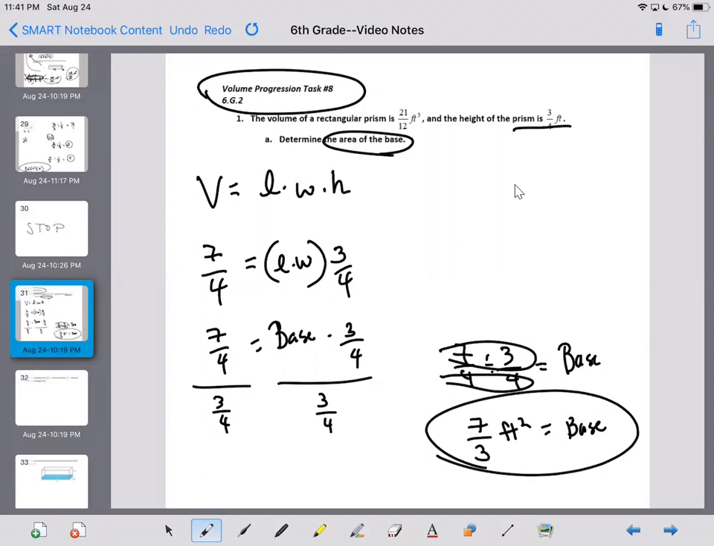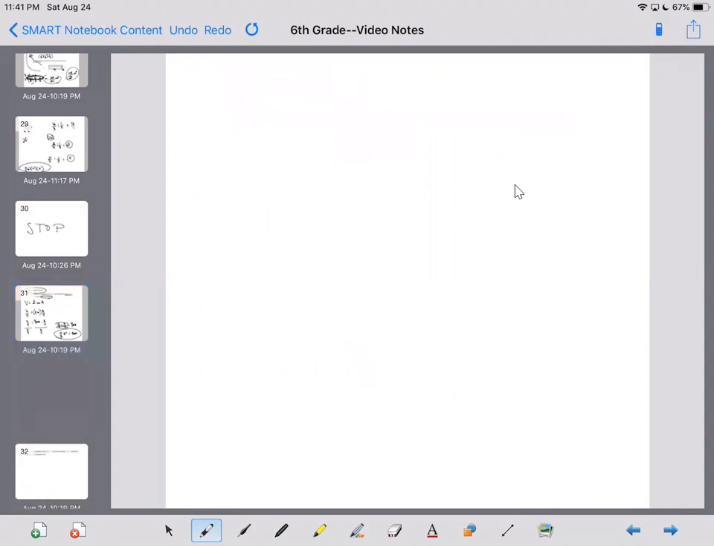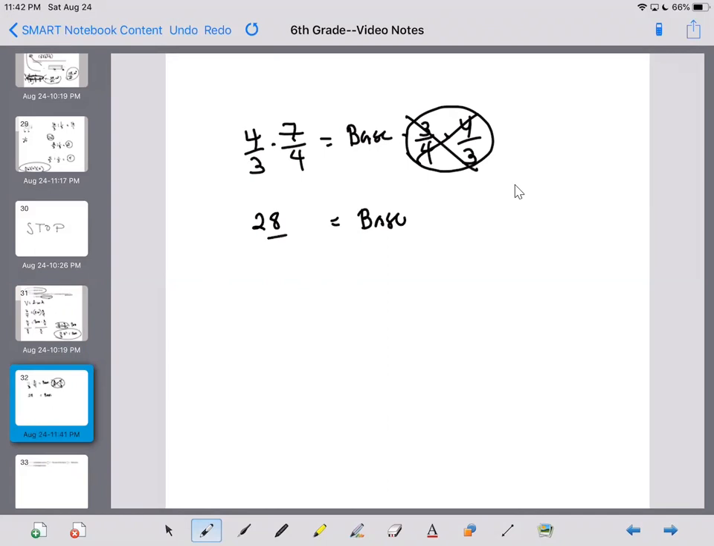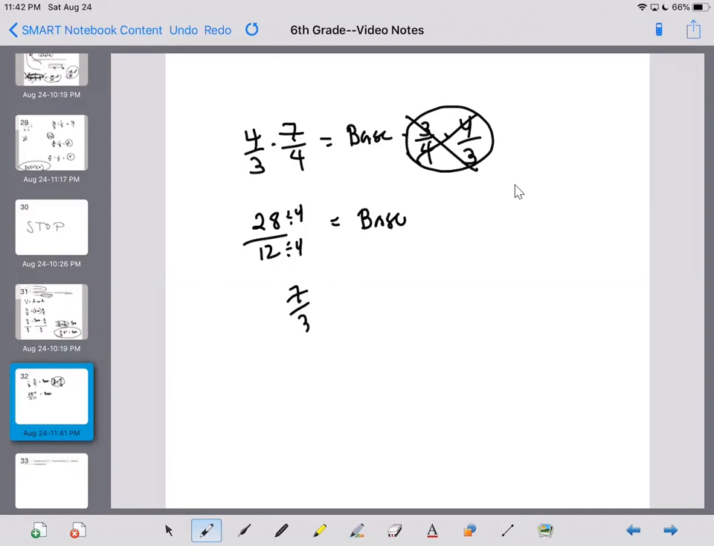So that's one way to look at that. And then another way to look at it was if you had 7/4 is equal to the base, and you're multiplying it by 3/4, you could use your reciprocal and multiply both sides by 4/3. And so 3/4 times 4/3, since anytime you multiply a number by its reciprocal, you're going to get 1. So this goes to 1, and you're left with the base is equal to 28/12, which both are divisible by a factor of 4. So that would be 7/3.